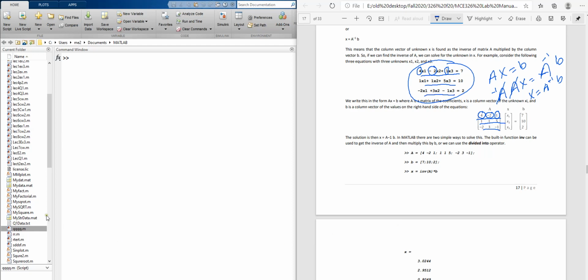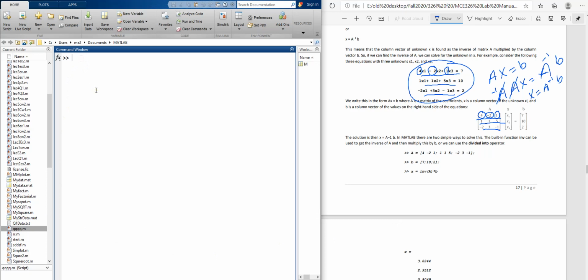So in the command window, I write A. It could be B or C, anyway. This is the matrix. The first element will be 4, followed by minus 2, followed by 1, then a semicolon to go to the next row. Then 1, then again 1, then again 5. See here, coefficient 1, here coefficient 1, here coefficient 5. Then go to the next row.